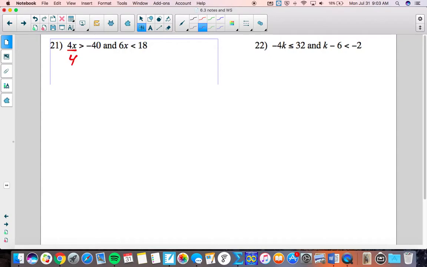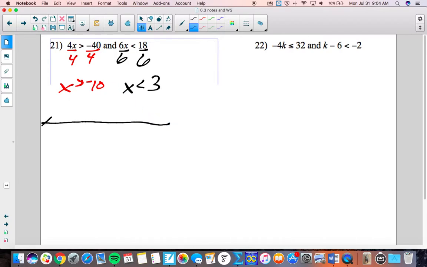So here x is being multiplied by 4, so we're going to divide by 4. So we get x is greater than negative 10. I'll write that better. Was that better? I don't know. Here x is being multiplied by 6. So we get x is less than 3.